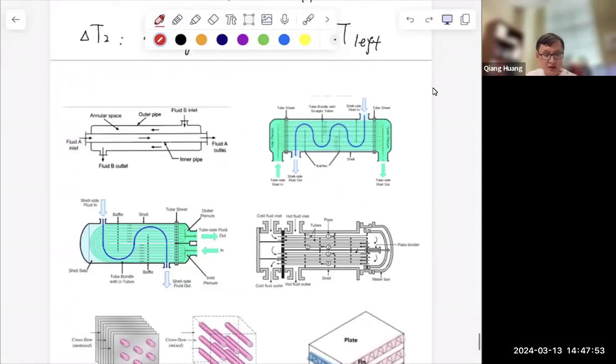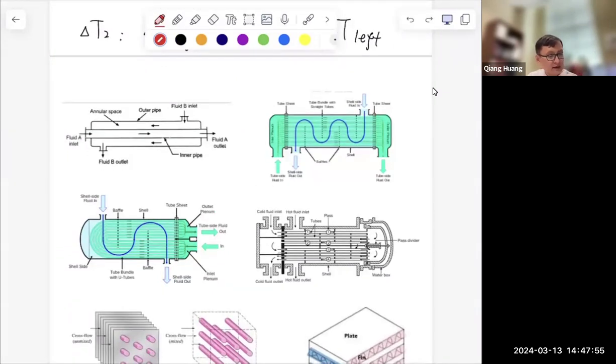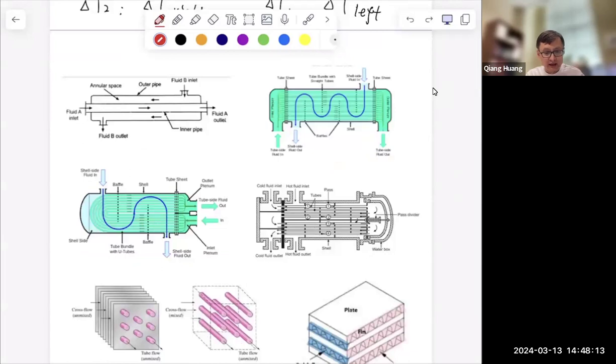So today we will continue to analyze the heat exchanger. As we did last time, we were able to analyze the simplest concentric tube shell heat exchanger using log mean techniques. However, in reality, in practice, in industry, most heat exchangers are much more complicated than that.